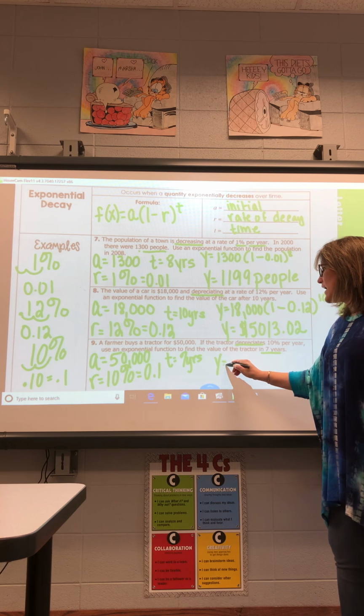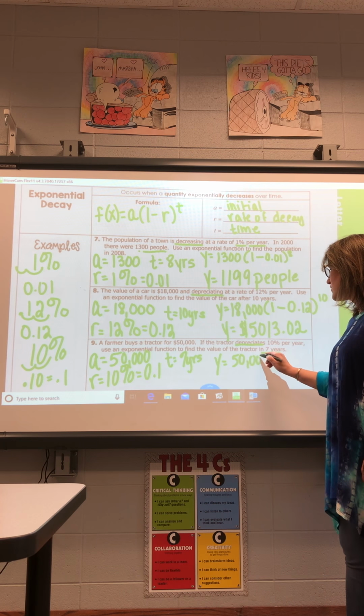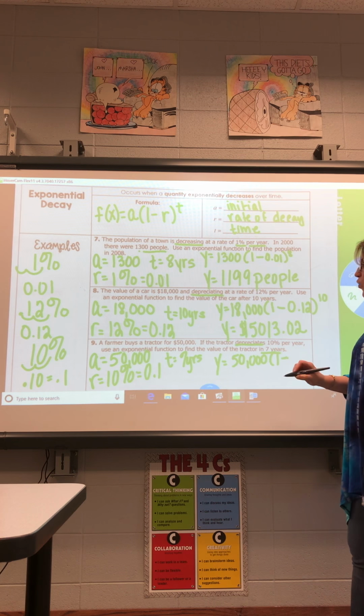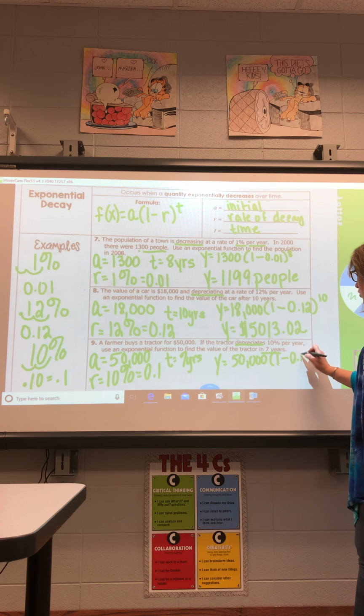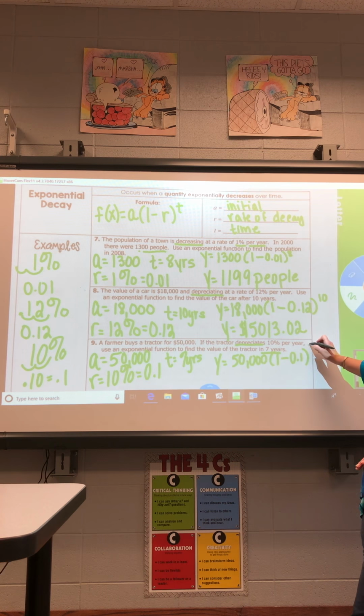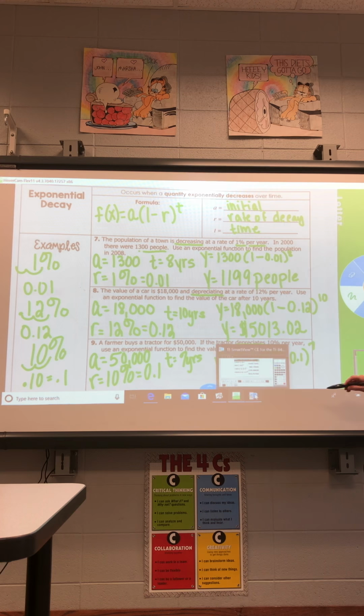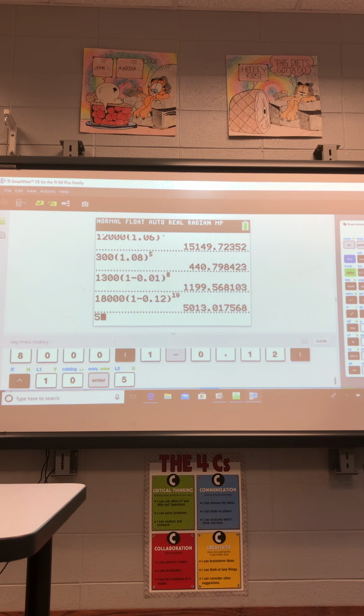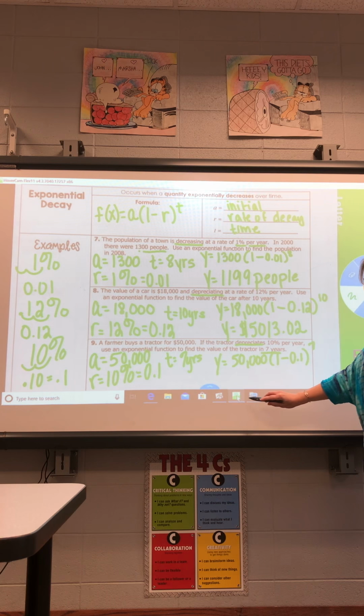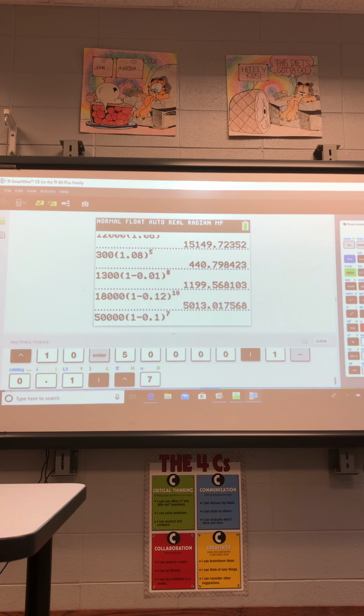Let's plug in. Y equals our initial amount of our tractor, that's $50,000. And then 1 minus our rate, which is going to be 1/10, raised to our time, which is 7 years. 50,000 times 1 minus 1/10 raised to the 7th power. In your calculator, you will have $50,000, and then 1 minus my 1/10, because this is decay, it has to be minus. And raise it up to the 7th year.